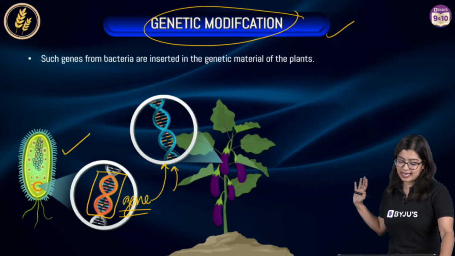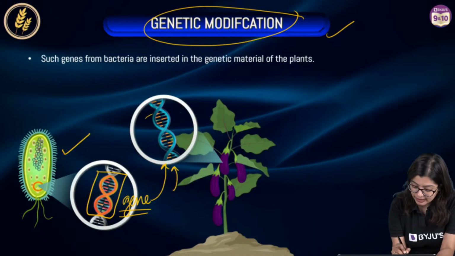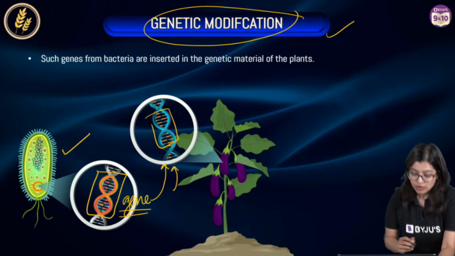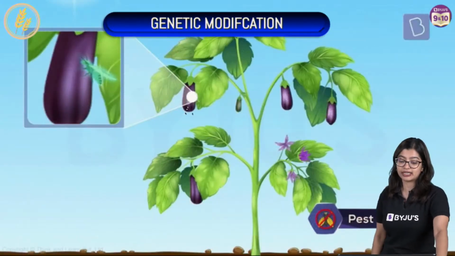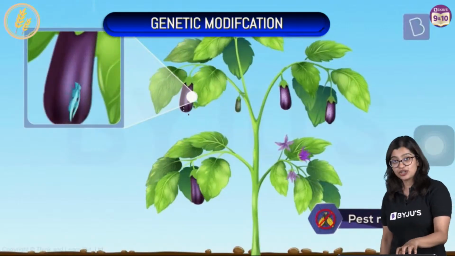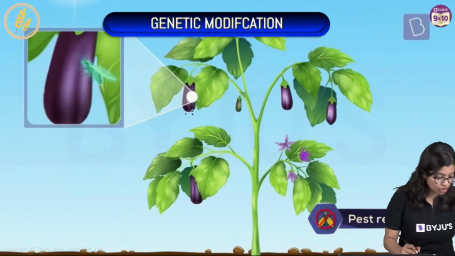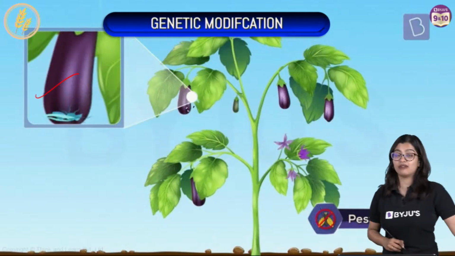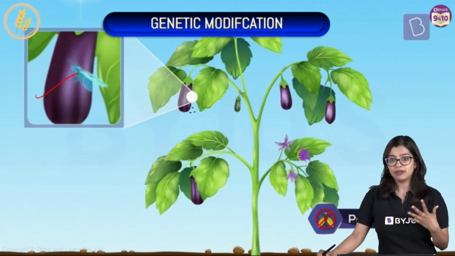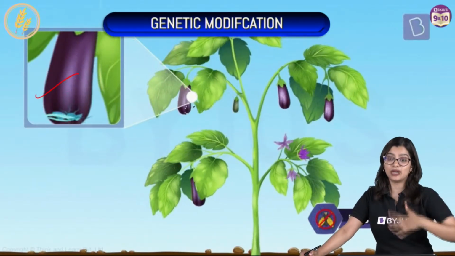So now what do we see? We see that we have inserted this into the brinjal. So we have taken genes from the bacteria and inserted them into the genetic material of the plant. Now naturally what has happened? We see that the brinjal in itself is able to produce that protein. So when the pest attacks it, it will die.